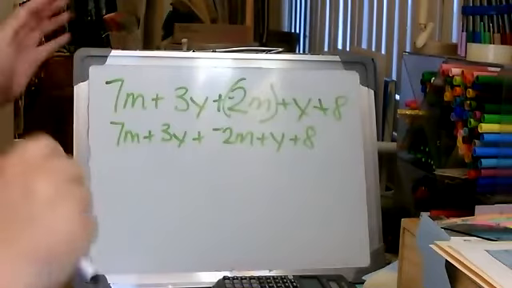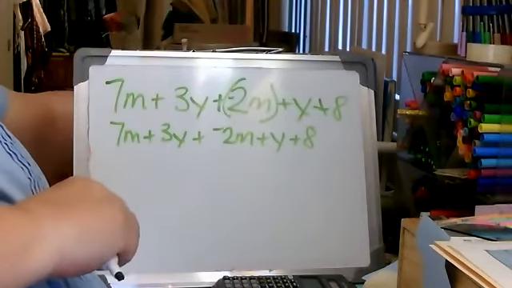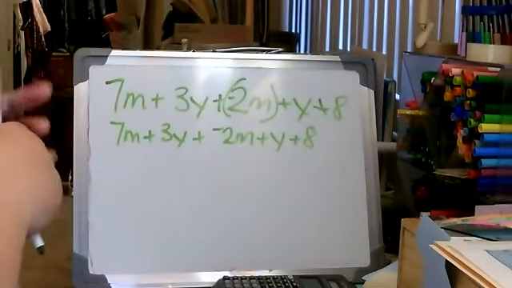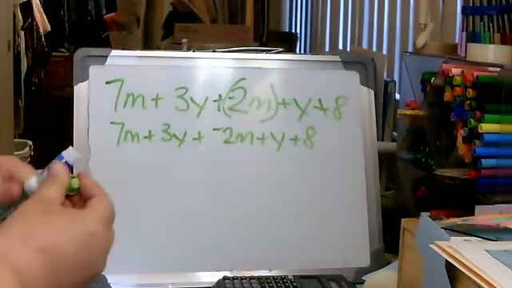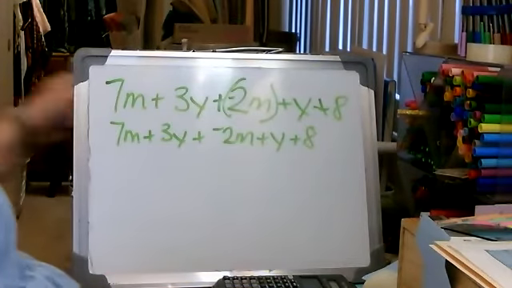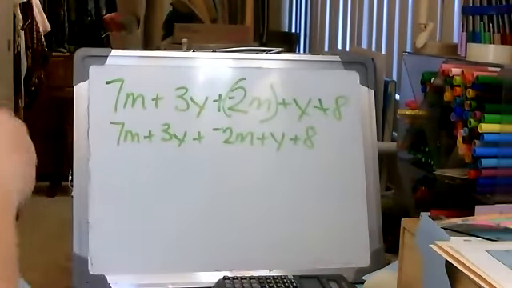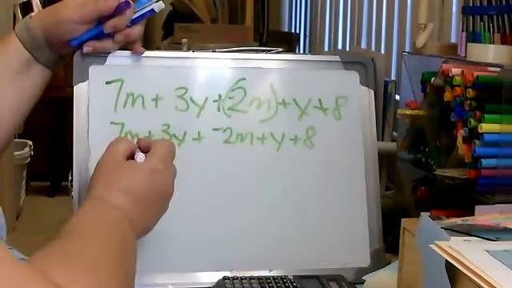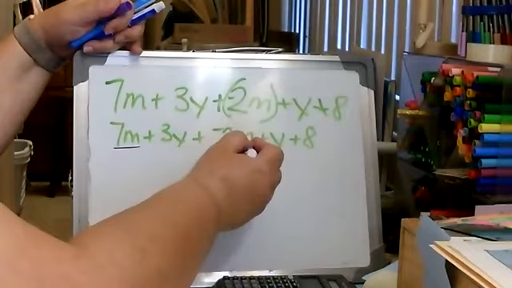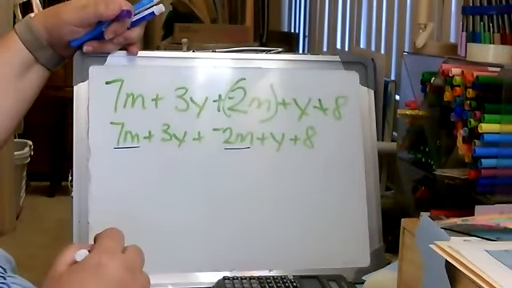Now, when we're looking at our terms, we can see that there's one here that is an m, and one here that is an m. And we can combine those together.